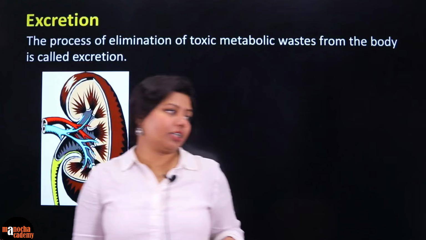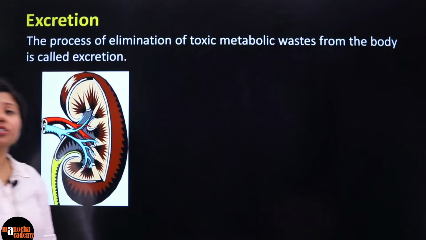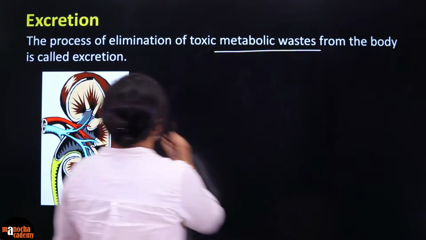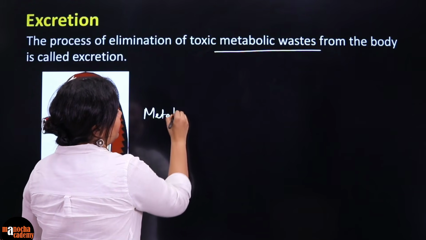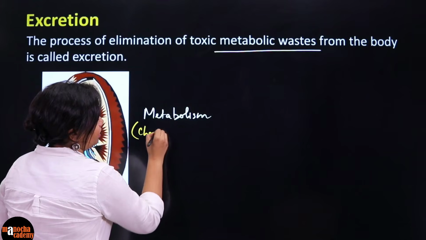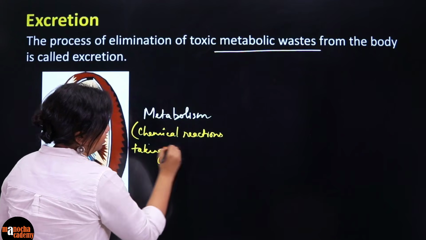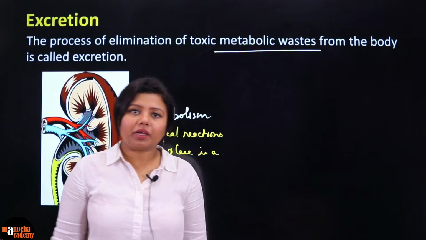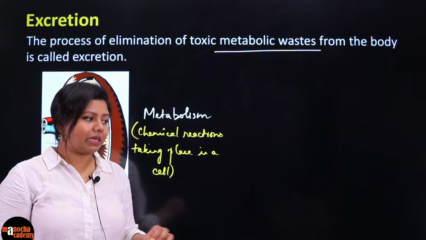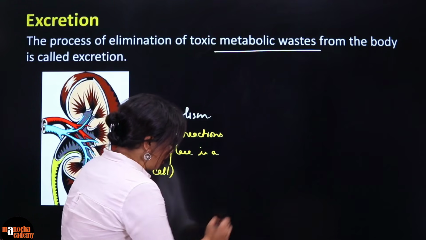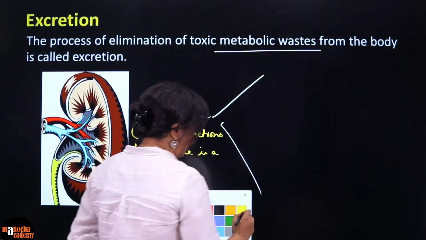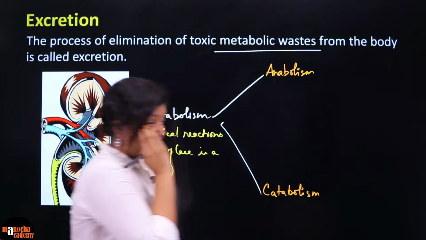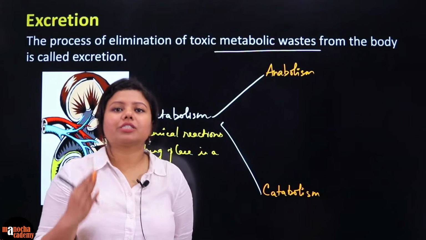And finally we have excretion. Now what is the process of excretion? It is the removal of metabolic waste. Now what is metabolism? Metabolism is basically referring to the chemical reactions taking place in a cell. Okay, so the chemical reactions that are taking place in the cell are known as metabolism, and metabolism can be of two types. The first one is anabolism and the second one is catabolism. There are two types of reactions that take place in our cell.